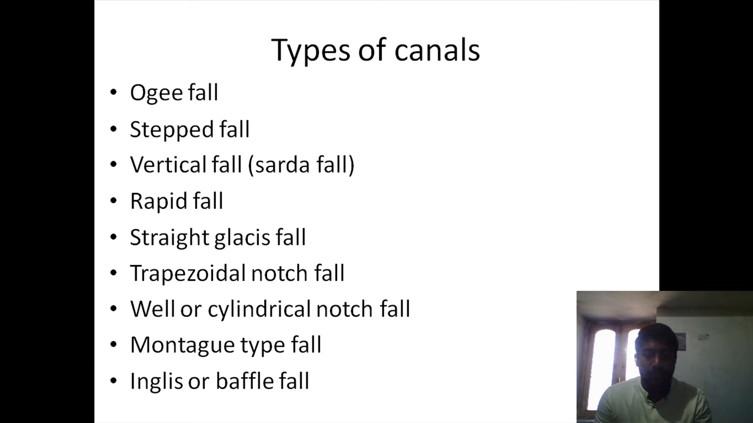These are the different types of falls which we are going to check, which are divided into several types based upon the shape or size of the structure. What are they? Ogee fall, stepped fall, vertical fall, rapid fall, straight glacis fall, trapezoidal notch fall, well or cylindrical notch fall, Montague type fall, and finally English or baffle fall.